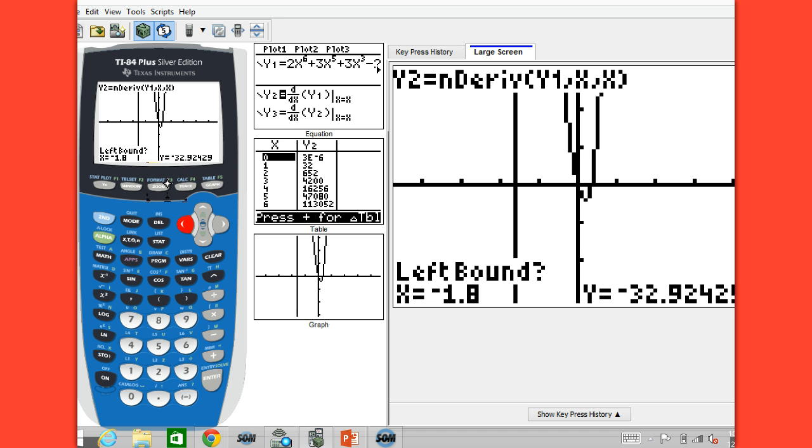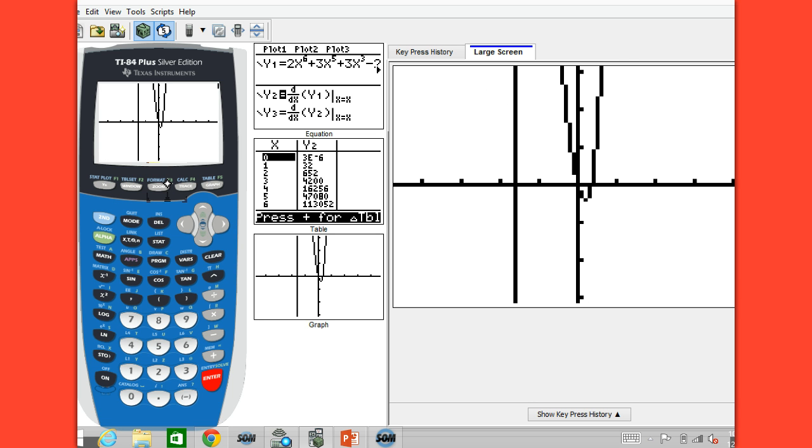So I'm going to give it a left boundary and a right boundary and a guess. And notice that it gives me that same x value that we had for the x-intercept, or for the x value for the relative minimum. Now, it's not giving me the y value. How am I going to find that y value?